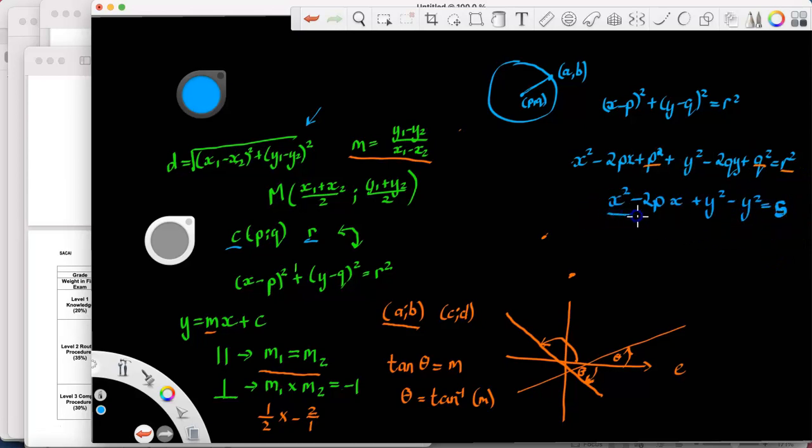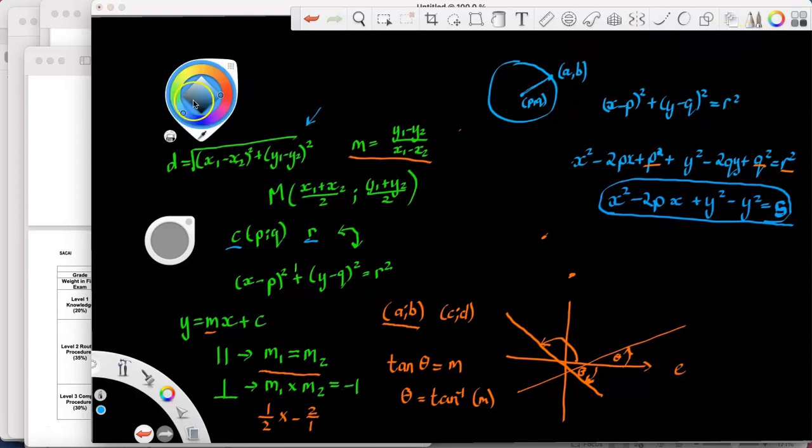So this is not standard format. So what if they gave me this format? And now I have to get the center and the radius, but this is all they gave me. Now let me give you just an example. I'm not going to do it. I'm just going to show you what I mean.